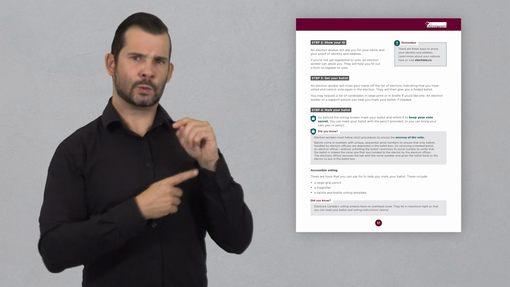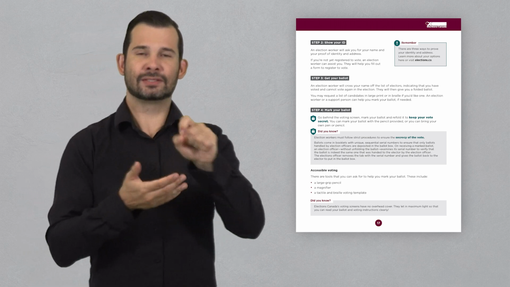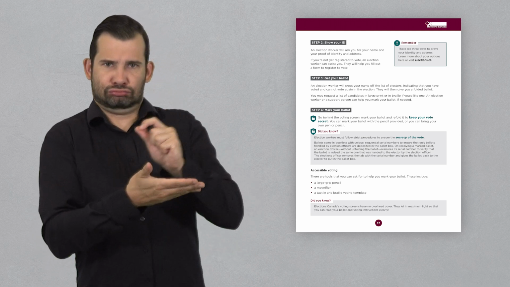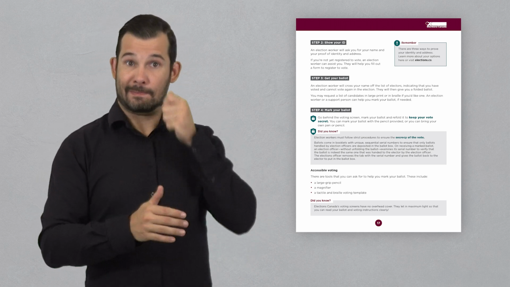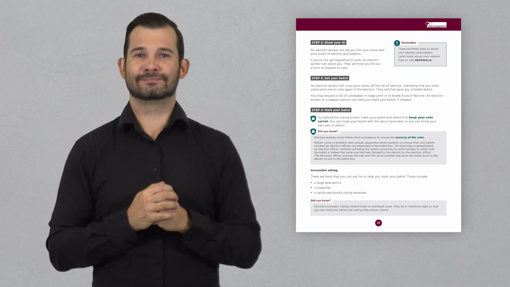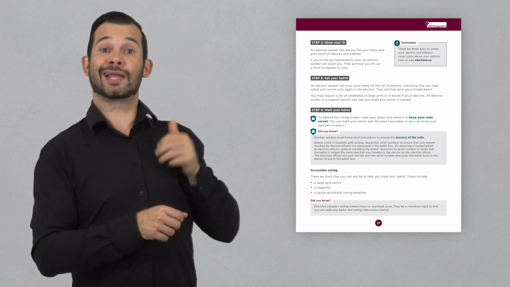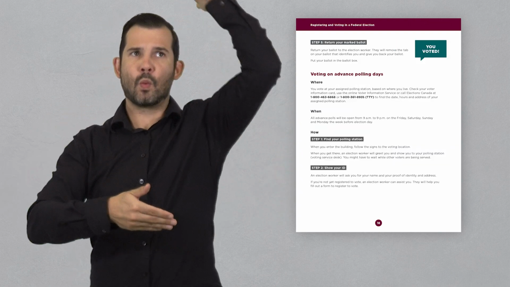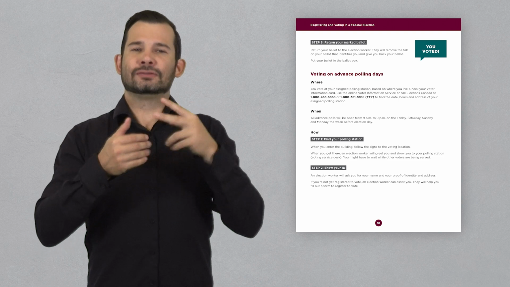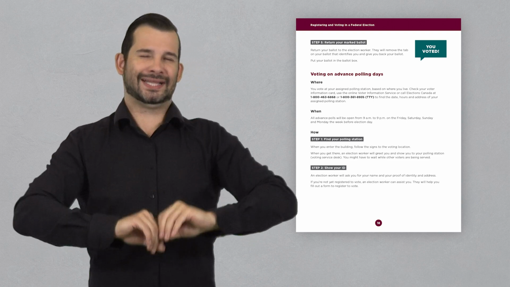Accessible voting. There are tools that you can ask for to help you mark your ballot. These include a large grip pencil, a magnifier, a tactile and Braille voting template. Did you know? Elections Canada's voting screens have no overhead cover. They let in maximum light so that you can read your ballot and voting instructions clearly.